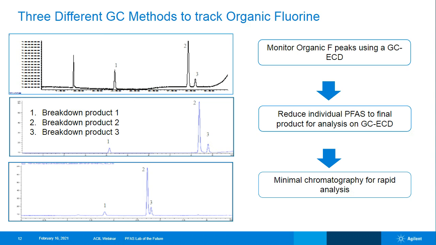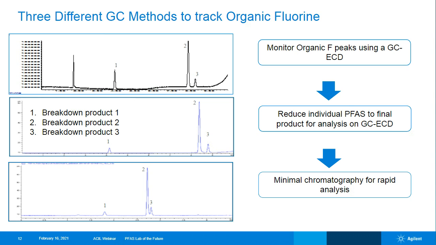So one of the ways to do this has been monitoring organic fluorine peaks using a GC-ECD and using them as a surrogate for the amount of fluorine, and hence the amount of PFAS, that could be present in samples, and taking decisions based on that for potentially remediation purposes.